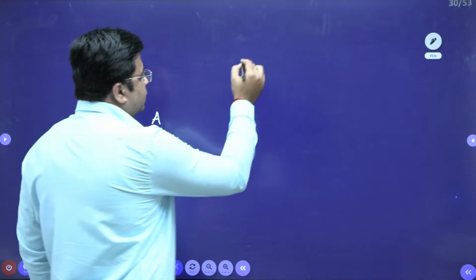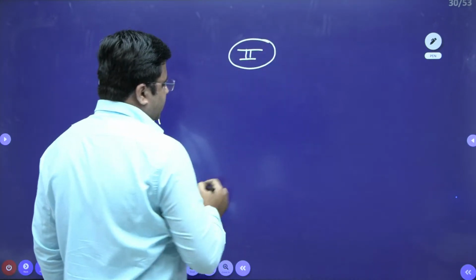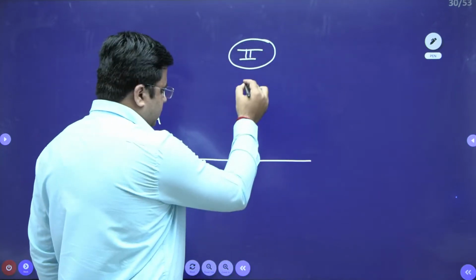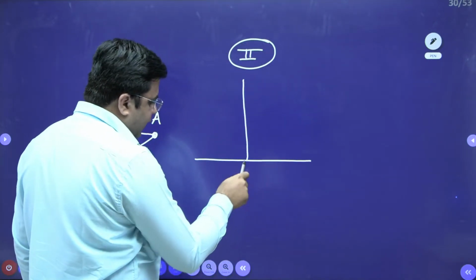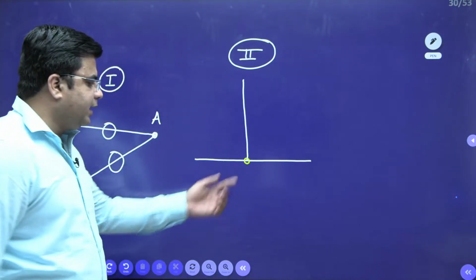The second possibility of a zero force member is when three members are meeting at a joint like this, and no external force is acting over this joint.